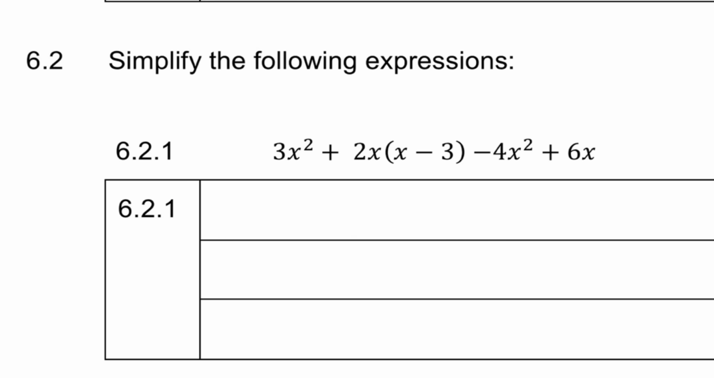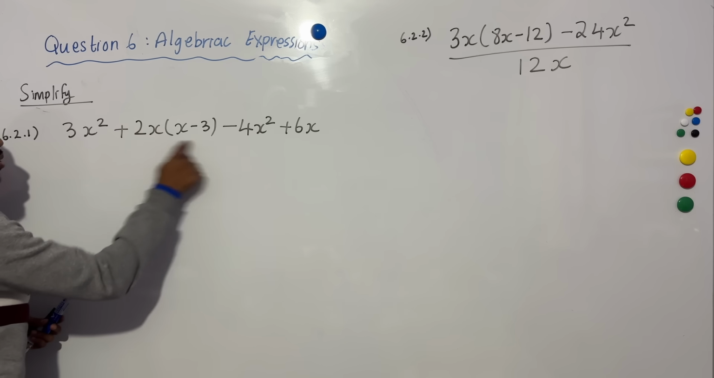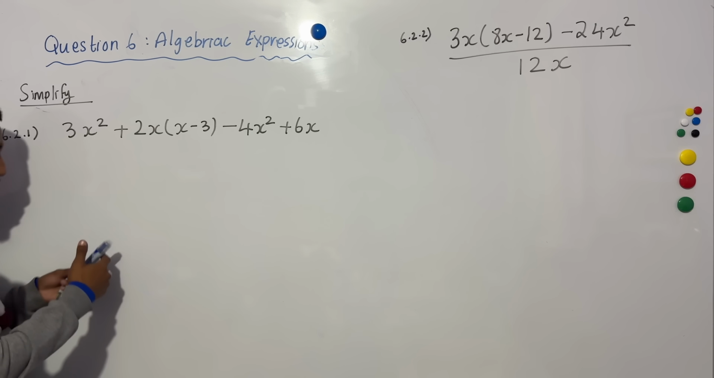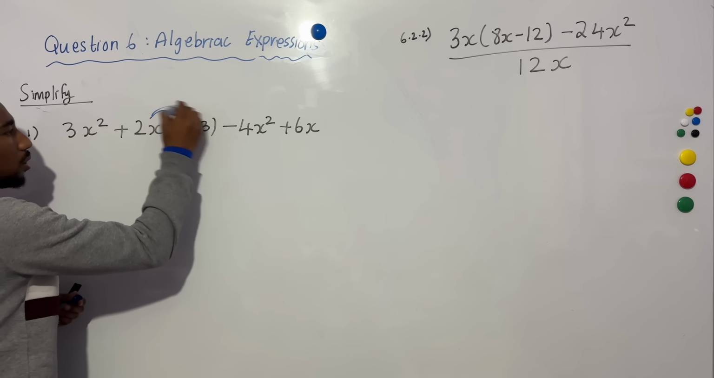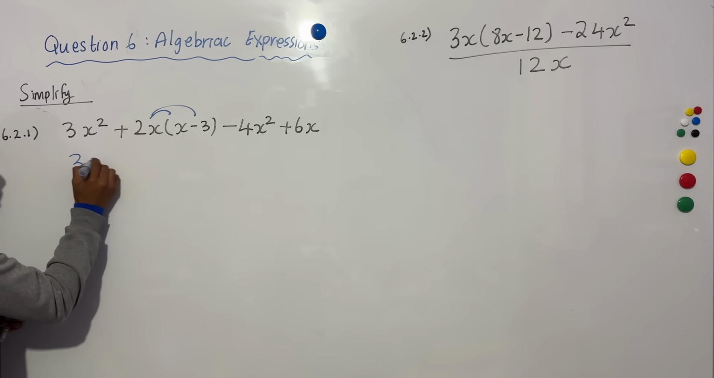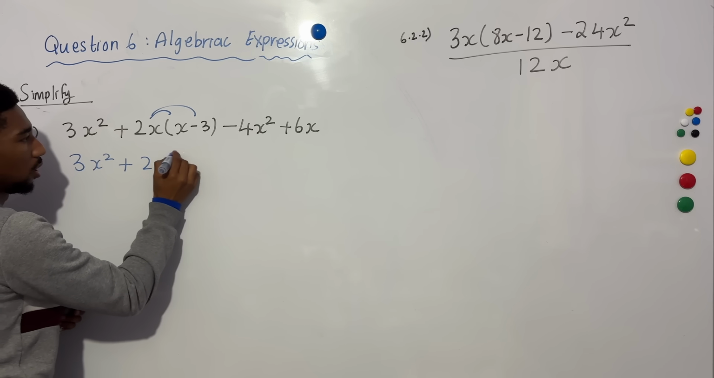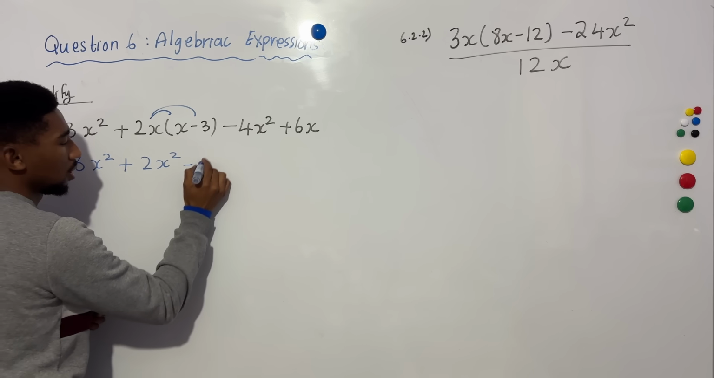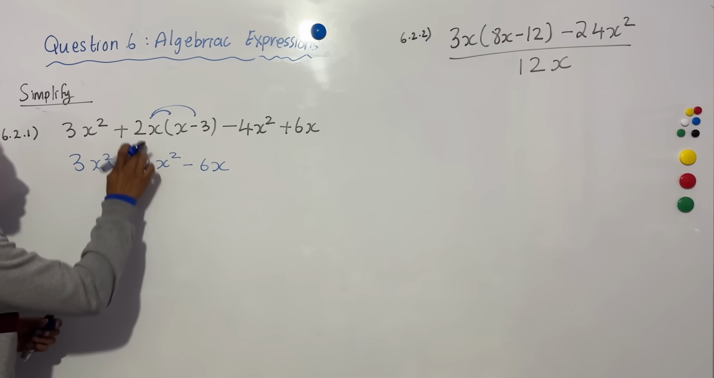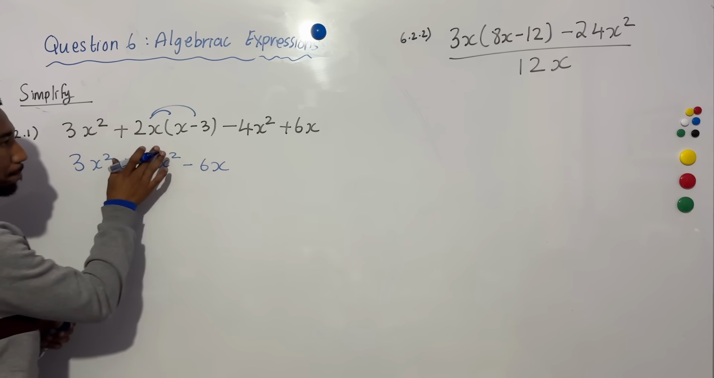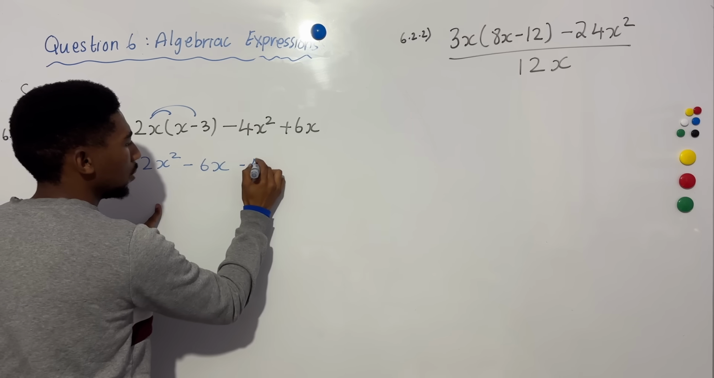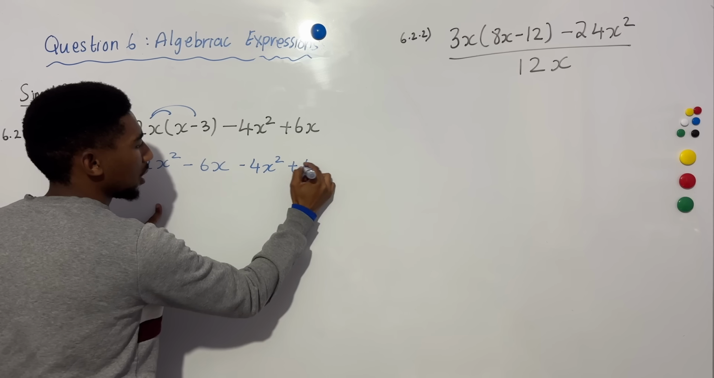Okay, we need to simplify the following. So let's have a look at this one over here. It's quite simple. Okay, we have this, it stays like that. Now we have a number or term outside of a bracket. We know what we should be doing there. We're going to multiply it in. So we have 3x squared plus, that is equal to 2x squared minus 6x. Multiply that 2 in there. And then we still have the minus 4x squared, the plus 6x.